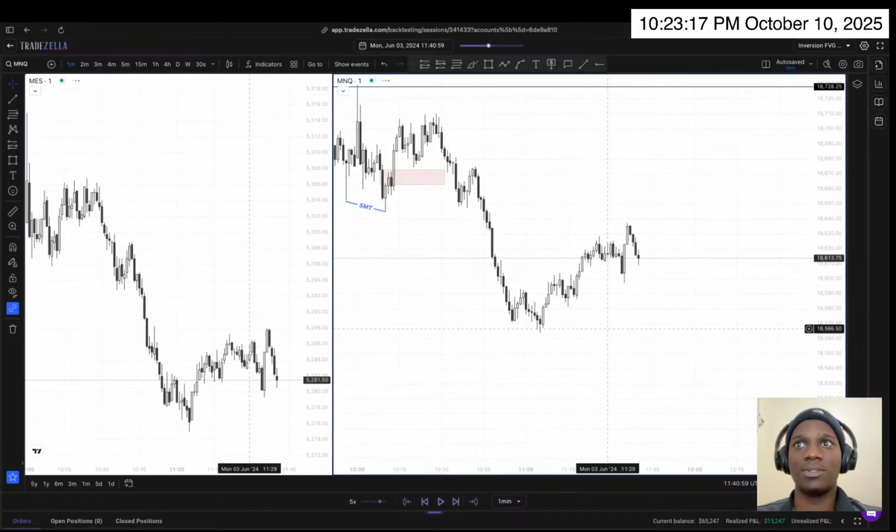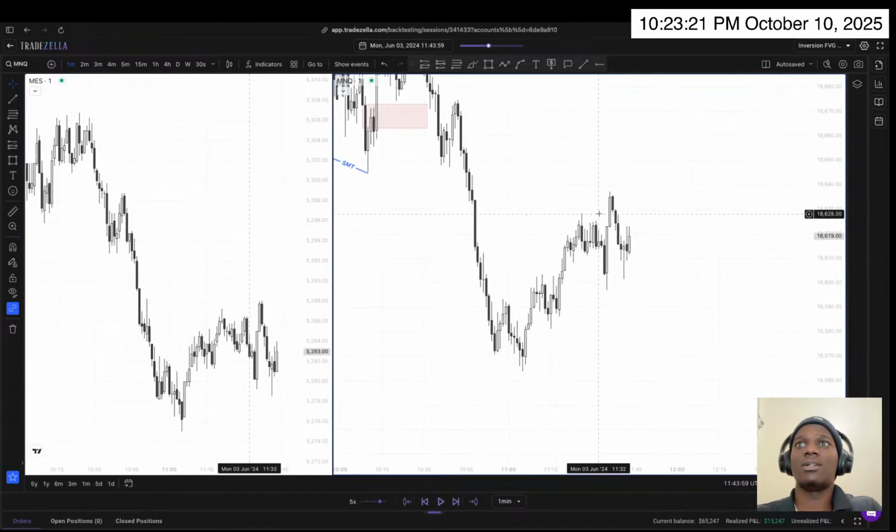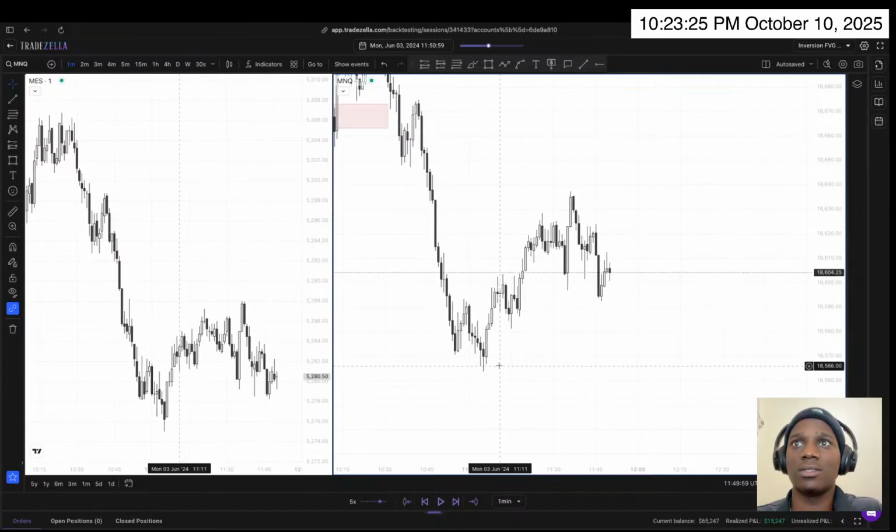It's 1140, we're in a gap, and I think we're gonna do it lower. I do this slow here.